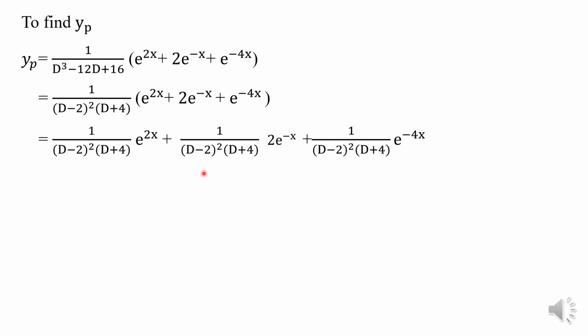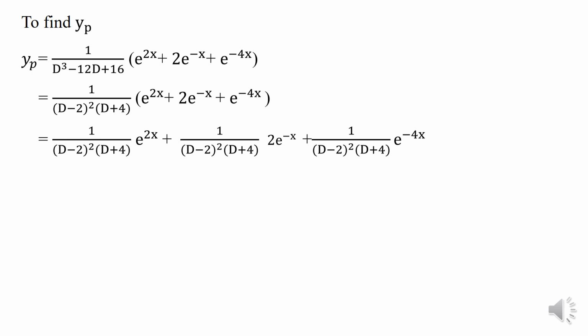And in the second term we see here a is minus 1. So substituting d equal to minus 1, we get 1 by minus 1 minus 2 whole square into minus 1 plus 4 to e power minus x. Now in the last term here a is minus 4, substituting d equal to minus 4, here we get 0 in this term. So we write particular integral as x e power minus 4x and substitute d equal to minus 4. So we get x e power minus 4x by minus 6 whole square, that is 36.